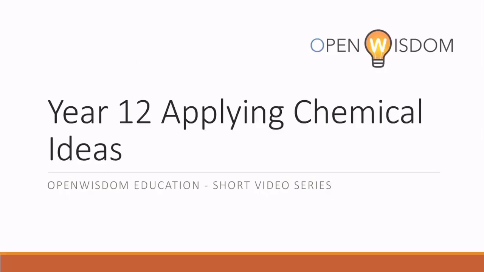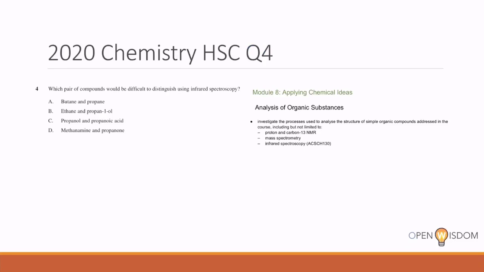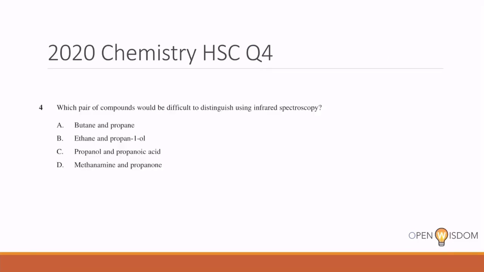We can now move on to question 4. This question comes from Module 8, which is Applying Chemical Ideas, and it relates to infrared spectroscopy. Let's have a read through the question. Which pair of compounds would be difficult to distinguish using infrared spectroscopy?